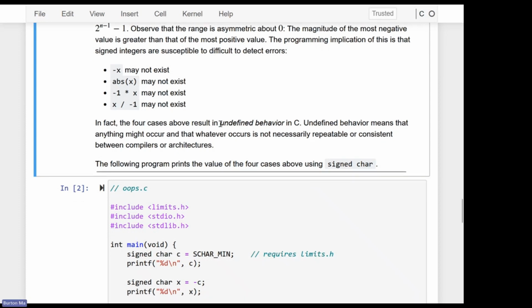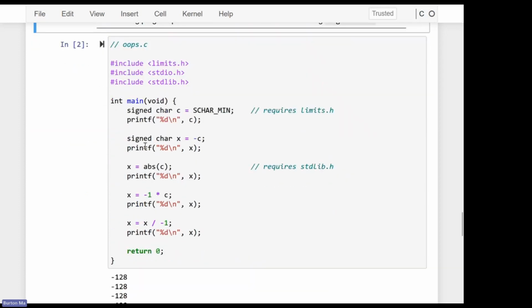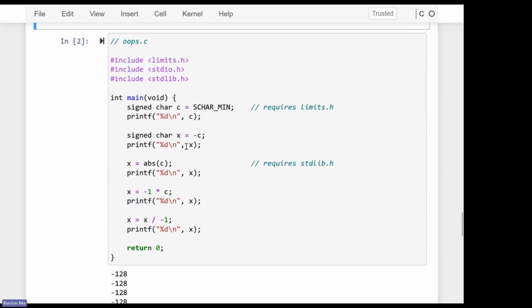So undefined behavior is this term that shows up all over the place in the C standard. Undefined behavior literally means anything can happen. In these cases, on most computers, the program will run. It won't crash, but the result will be incorrect mathematically. So let's see what happens if we actually try this on my computer.